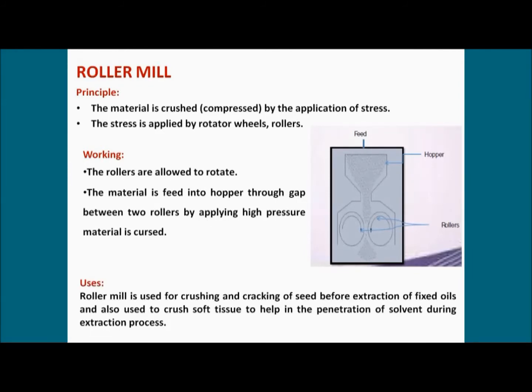Uses: the roller mill is used for crushing and cracking of seeds before extraction of the fixed oil, for example your mustard seed, right? And it is also used to crush soft tissue to help the penetration of the solvent during the extraction process, which we have already discussed in our first part.